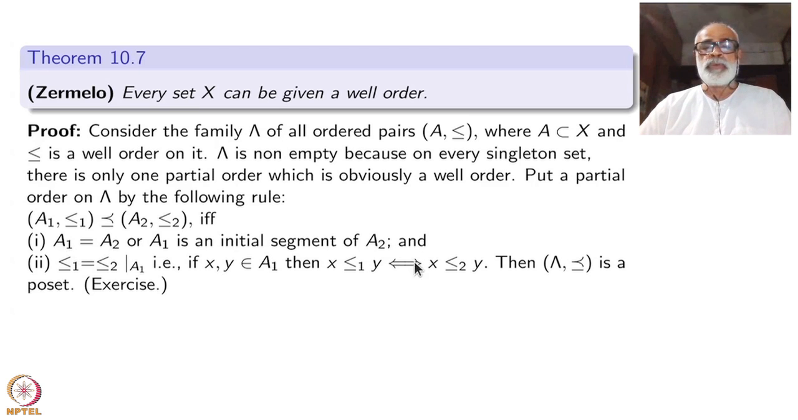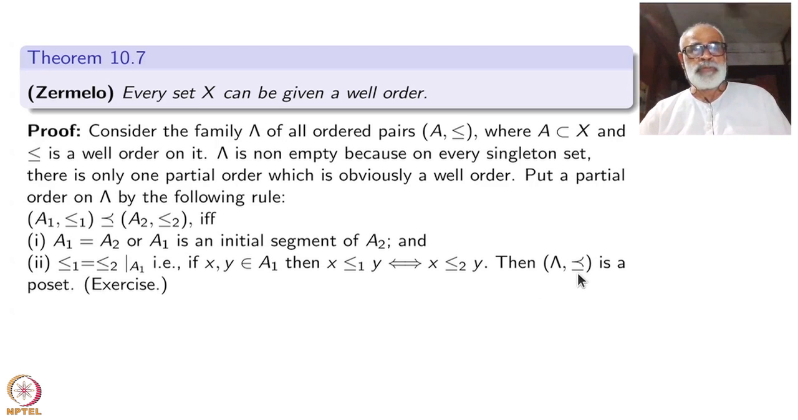Once A1 is equal to A2, then what should you have? The order on A1 and the order on A2 are the same when taken on A1. You take the A2 order restricted to A1, it must be the A1 order, which is the same thing as saying for x, y belonging to A1, x ≤1 y if and only if x ≤2 y, with the relation 2 here. Okay. Then Lambda, this one is a poset.